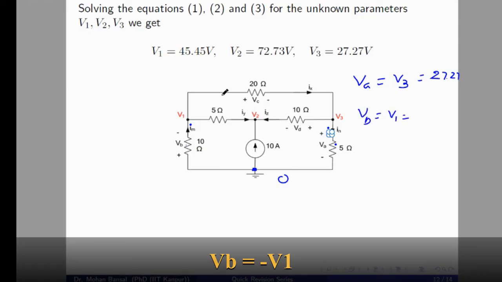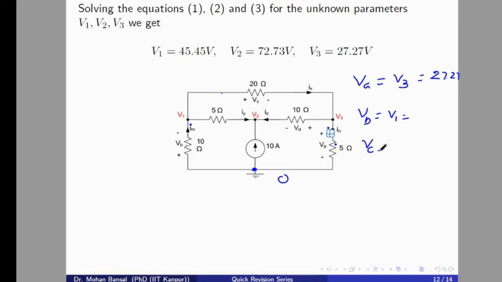VC, where is the VC? VC is equal to the potential difference V1 minus V3, and VD is equal to, this is the plus, this is the minus, so VD equal to V3 minus V2. By this we can compute all the voltages asked in the question.